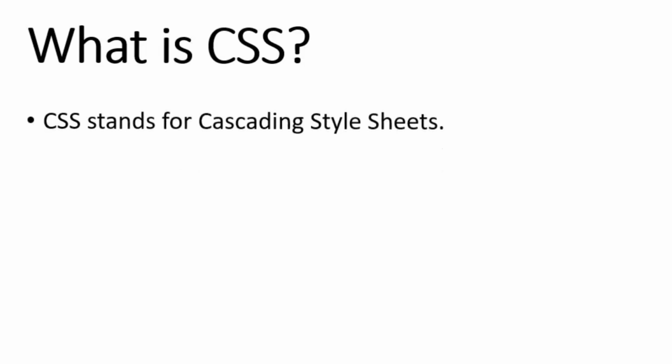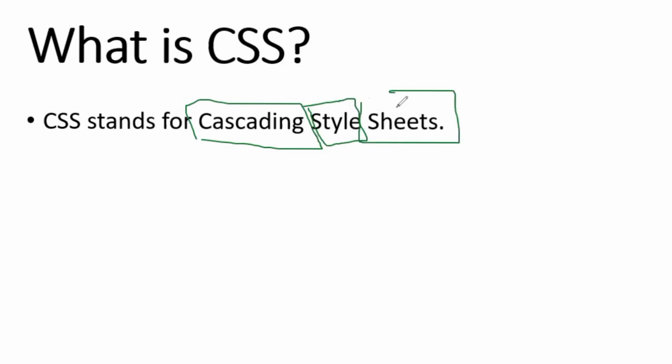CSS stands for Cascading Style Sheets. Cascading means styles follow certain rules and priorities. Style means the design and the appearance. And sheets means a collection of styles, right? So simply, the CSS language is used to design and style a web page.